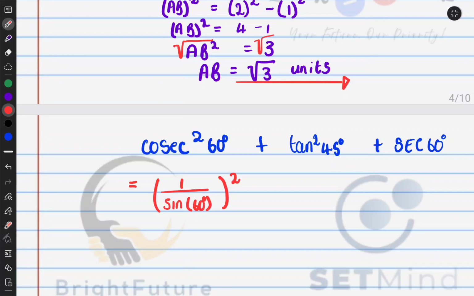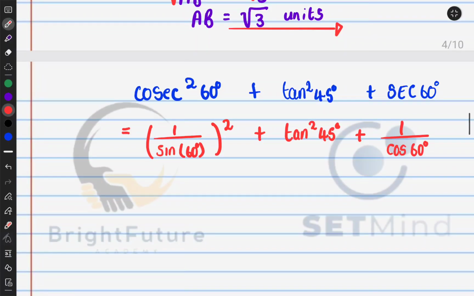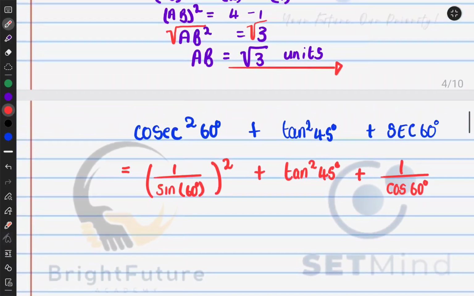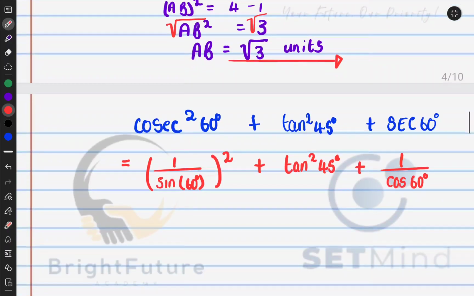To have 1 over sine 60 plus tan squared 45 degrees plus sec 60. What is the reciprocal of sec? It is cos, so we're going to have 1 over cos 60 degrees. Once we are here, we can now actually evaluate this by using the special angles.